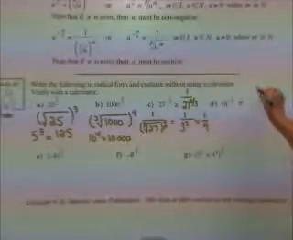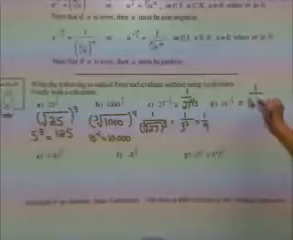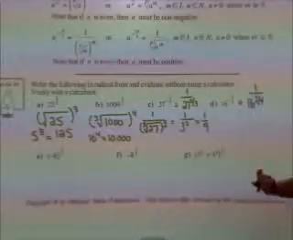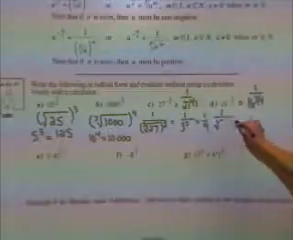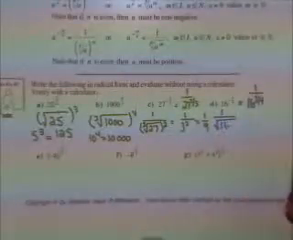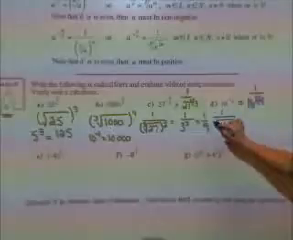16 to the power of negative 3/4 would become 1 over 16 to the positive 3/4, which becomes 1 over, again, the radical symbol, 16 goes underneath. Denominator becomes the index, and then I raise it to the power of 3. The fourth root of 16 is 2. 2 cubed is 8.